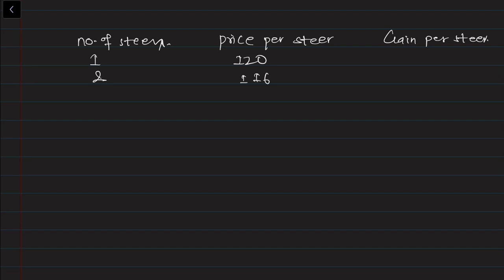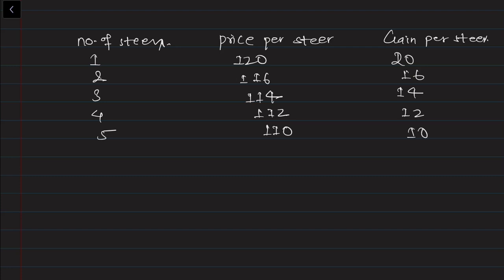Okay, and when there are three steers, the price is 114. Four steers, 112. Five, 110. Now let's calculate the gain per steer. So what is gain? Now you buy the steer at $100, so the gain is 20, 16, 14, 12, and 10, right?